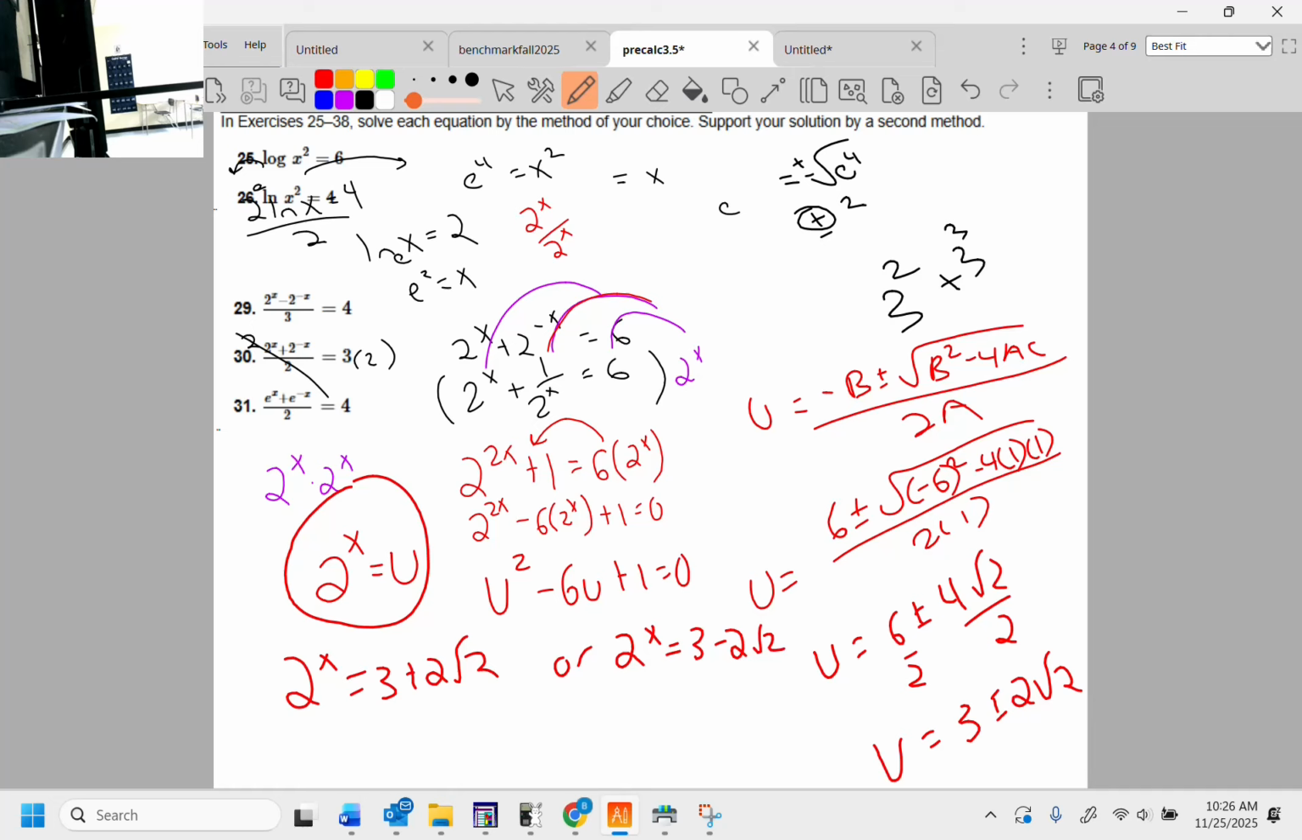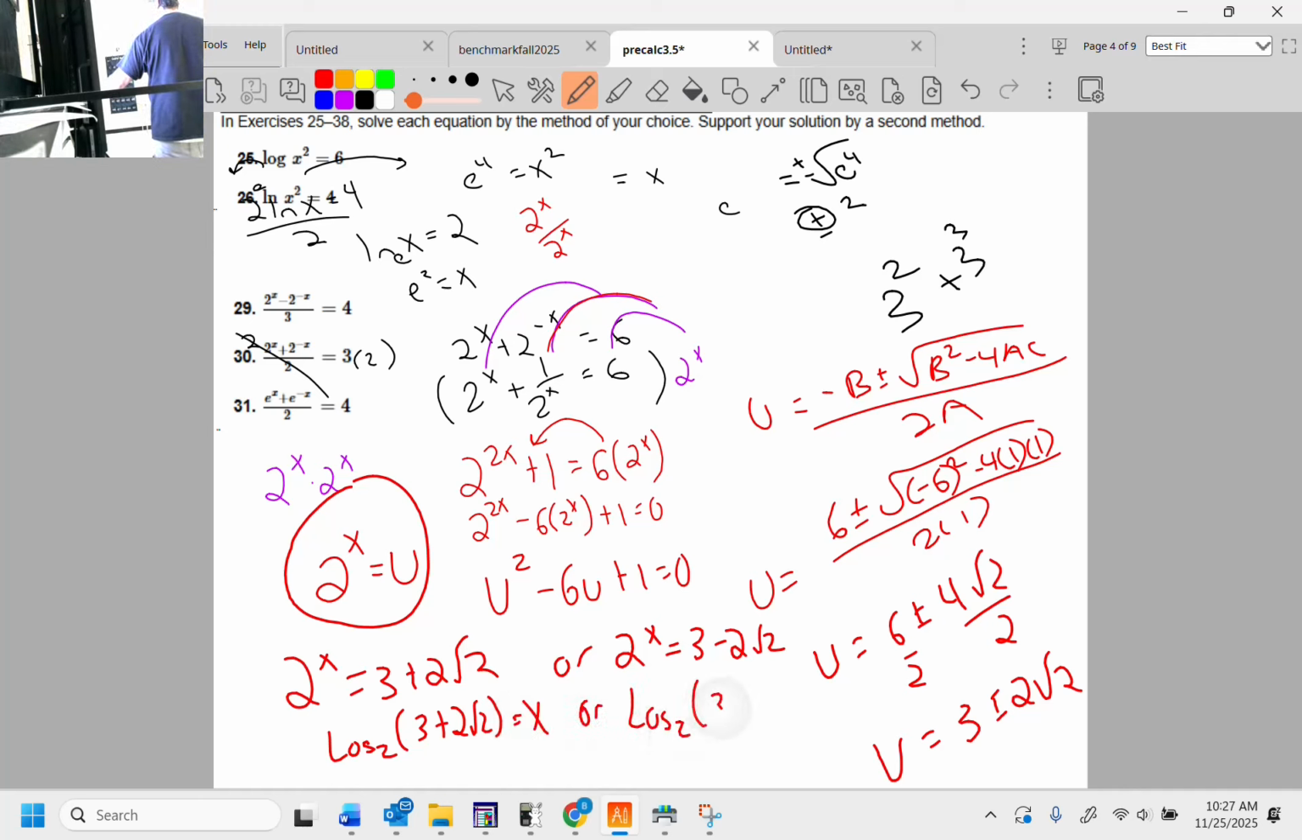I think I'd make that thing a logarithm. Base 2 over the argument. Yeah, 3 plus or 3 minus, right? Log base 2 of 3 plus 2 root 2 is an x, or log base 2 of 3 minus 2 root 2 is an x. And they're both actually going to be valid answers.